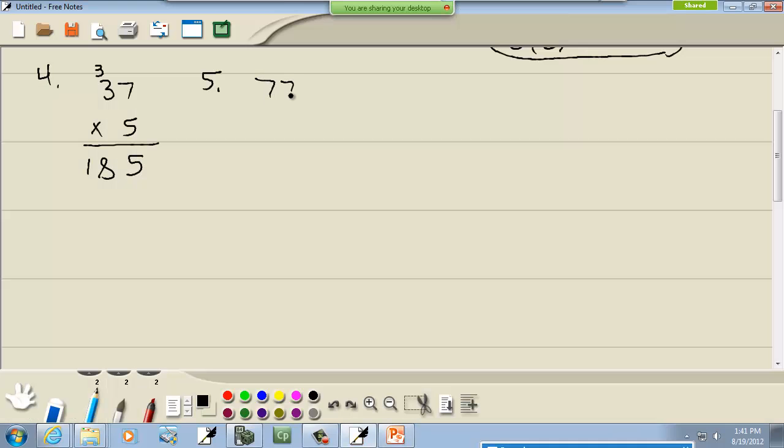On this one we got 771 times 3. Again, vertical format's the best, so I'm going to put 771 times 3. And then we'll start multiplying. So I take 3 times 1 gives us 3. 3 times 7 gives us 21, so I'll put the 1 and I'll carry the tens place. And then 3 times 7 again gives us 21, plus the carried over 2. 21 plus 2 gives us 23. So our answer is 2,313.